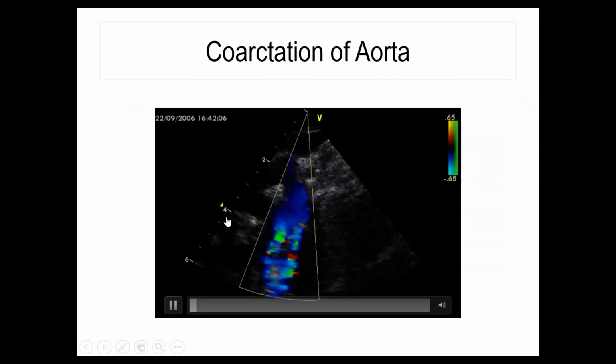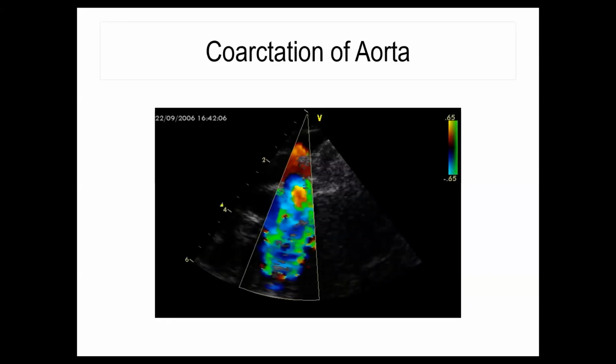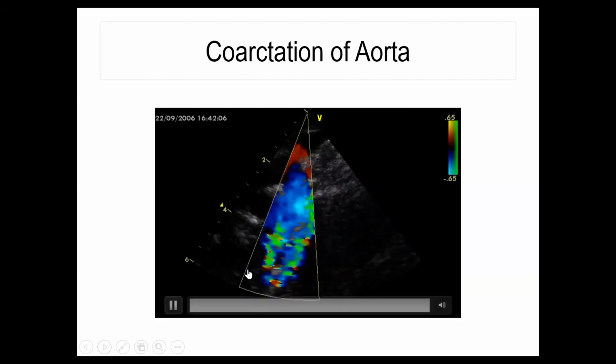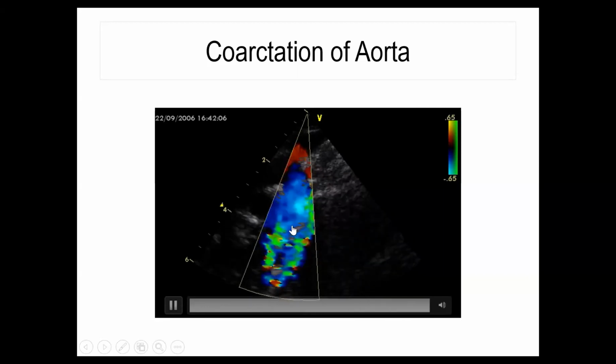So this is the suprasternal view in coarctation of aorta. This is the ascending aorta, this is the arch of aorta, this is the descending aorta, right? The coarct could be preductal or postductal. At your level, you have to forget about this. Coarctation is when it's present in the descending thoracic aorta.